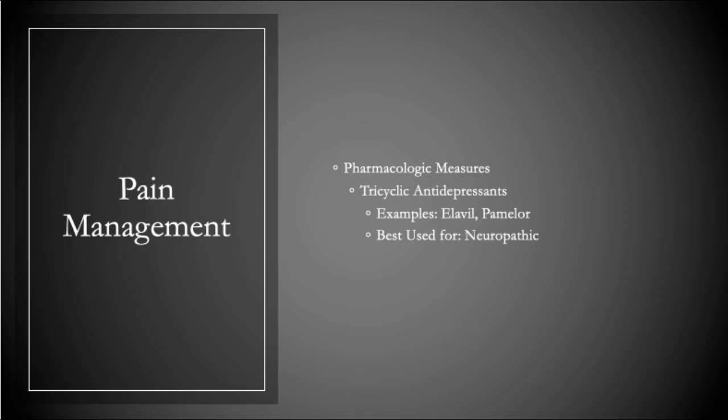Okay, so now we're going to talk about some medications that you may not have thought about for pain management, but they actually do a really great job. So the tricyclic antidepressants, some examples would be Elavil, Pamelor. They're best used for neuropathic pain, and like I said, they actually do a fantastic job with a lot of people's neuropathic pain. So people that have diabetic neuropathy, or neurofibromatosis, or maybe they have cancer that has some nerve involvement. These actually do a pretty decent job helping with that type of pain.